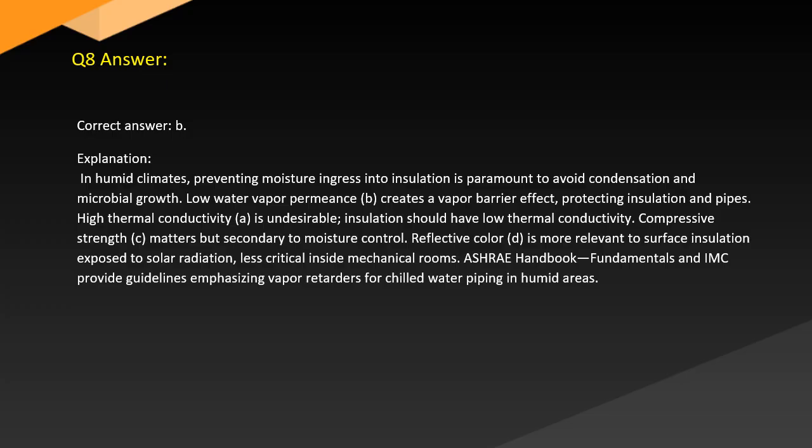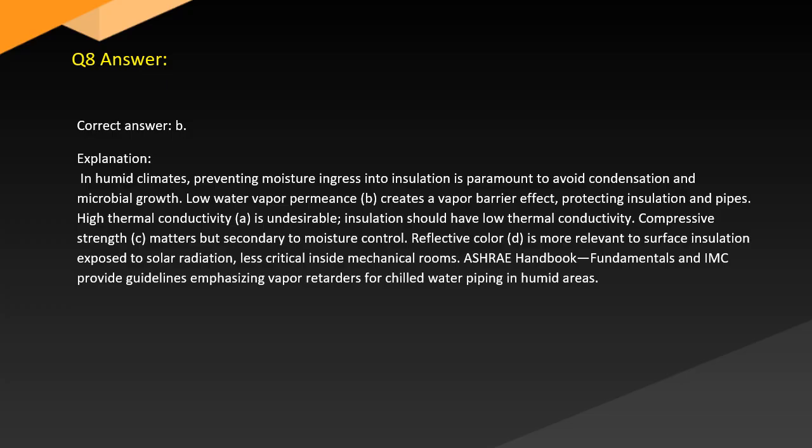Answer. Correct answer B. Explanation. In humid climates, preventing moisture ingress into insulation is paramount to avoid condensation and microbial growth. Low water vapor permeance (B) creates the vapor barrier effect, protecting insulation and pipes. High thermal conductivity (A) is undesirable. Insulation should have low thermal conductivity.